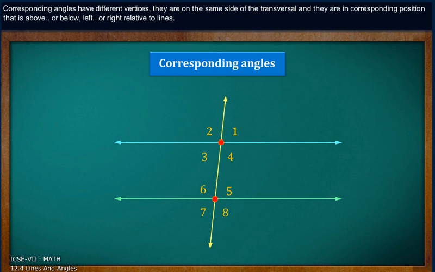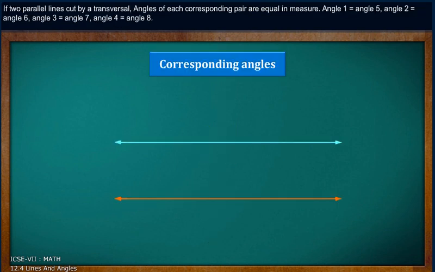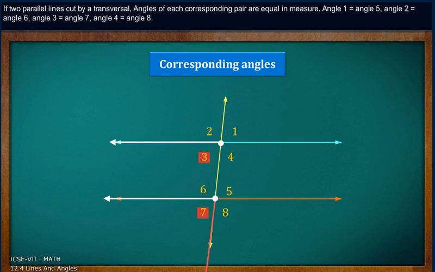Corresponding angles have different vertices. They are on the same side of the transversal and they are in corresponding position, that is above or below, left or right, relative to the lines. If two parallel lines are cut by a transversal, angles of each corresponding pair are equal in measure. Angle 1 is equal to angle 5. Angle 2 is equal to angle 6. Angle 3 is equal to angle 7. Angle 4 is equal to angle 8.